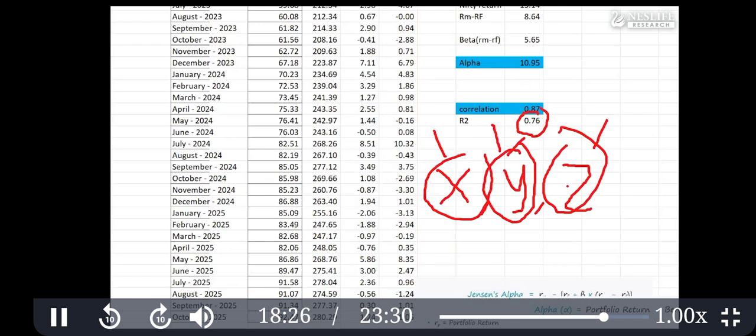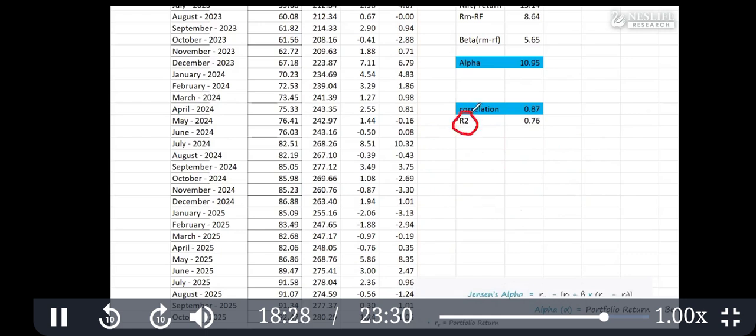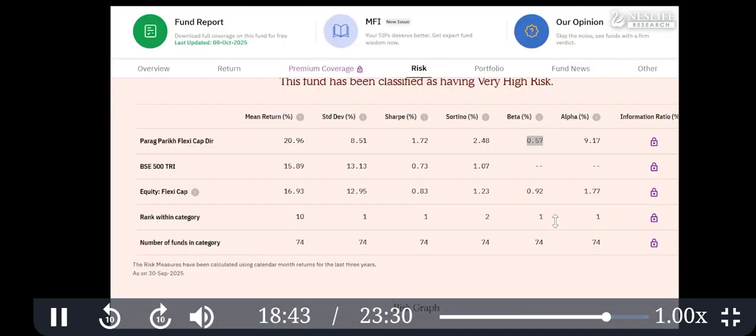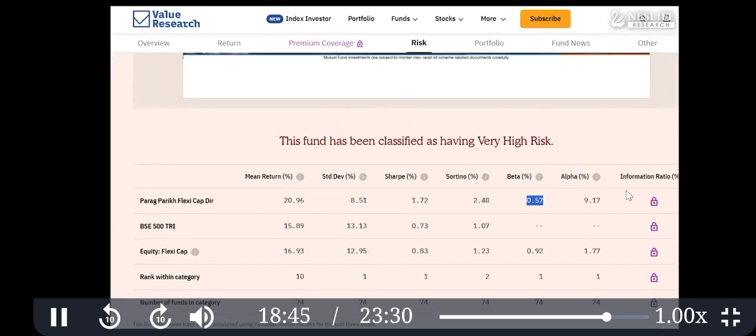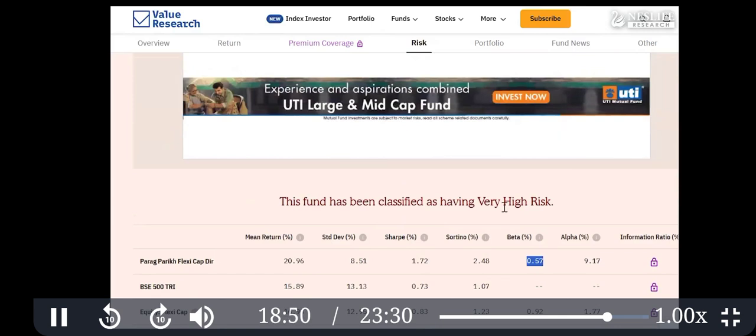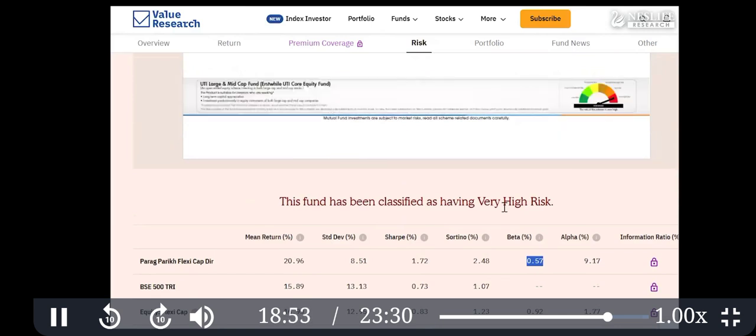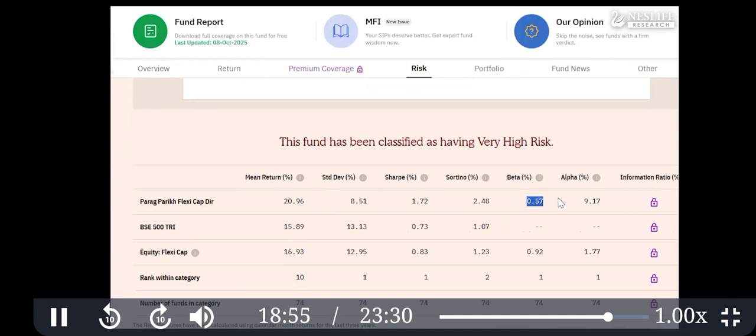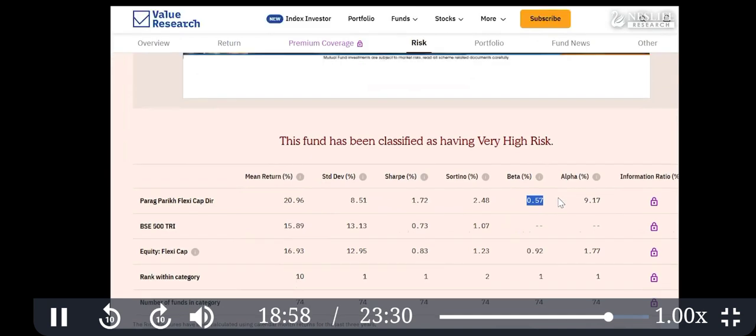So here R square represents how much percentage is attributed to the index. That means whatever return we get, 76% will be attributed to the index. Check R square. Where is the R square here? Okay, here it is not mentioned. Probably we will see R square when we check the comparison. Okay, so I completed the risk stats.